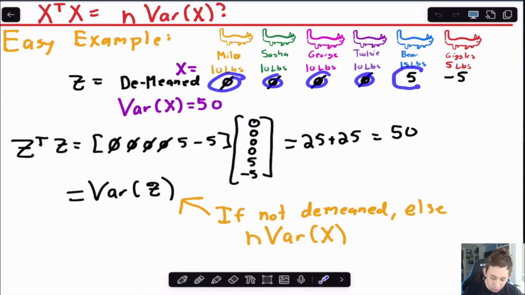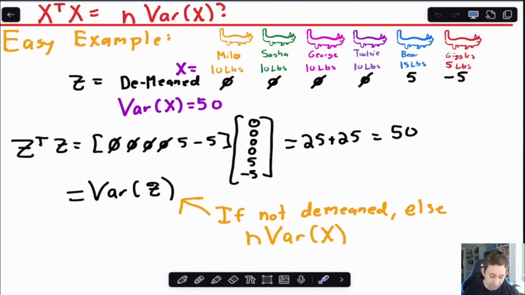This is 5 pounds over the mean. This is 5 pounds under the mean. And now what I'm going to do is call that variable z, or matrix z, for a second, which means that z transpose z is just this row times this column, which is equal to 50, which is exactly equal to the variance of x that we calculated in that first video on statistics.